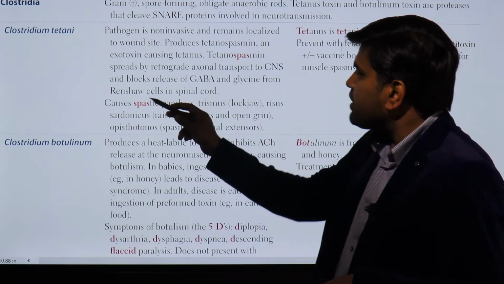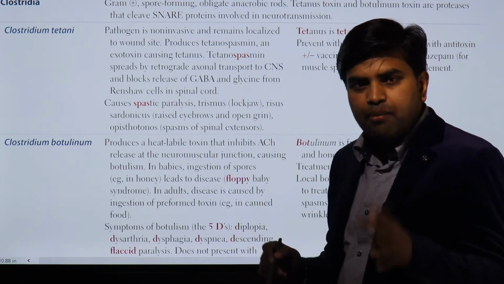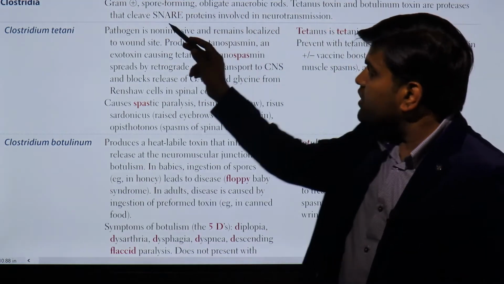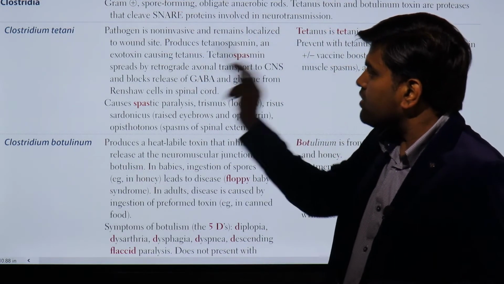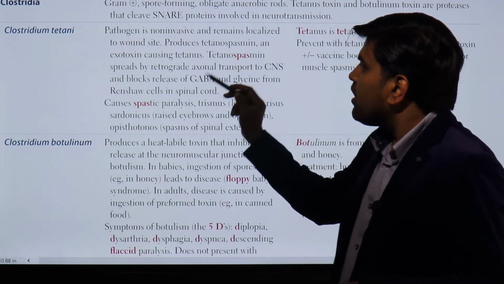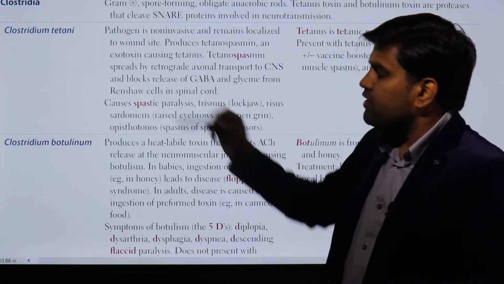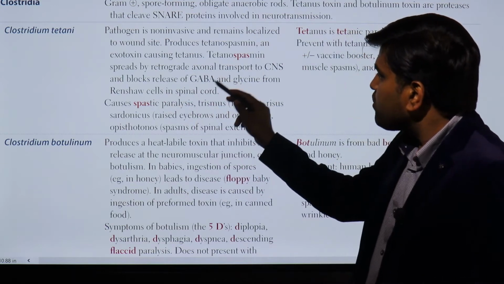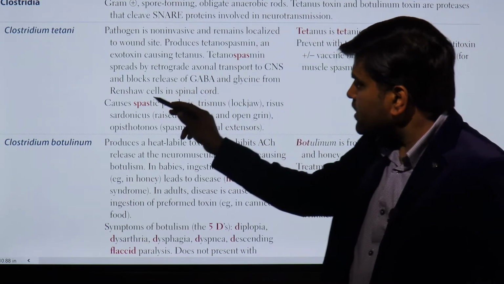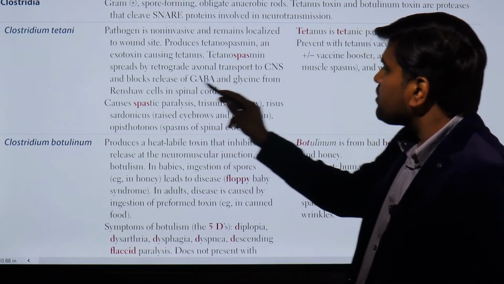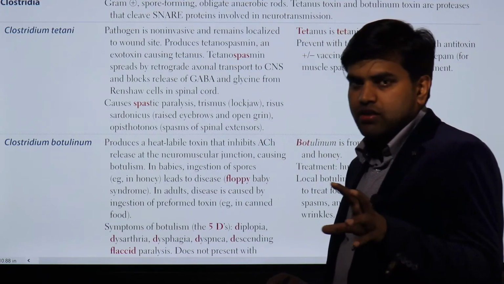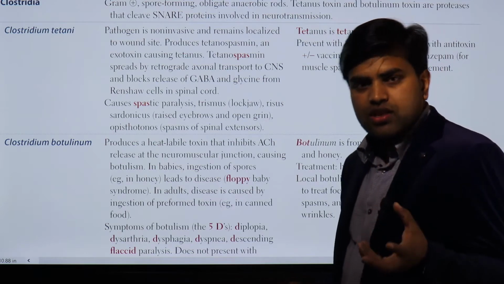Once it reaches the spinal cord, it will cleave and damage the Renshaw cell in the spinal cord, because we have already said that these toxins are proteases that cleave the SNARE protein. The SNARE protein in the spinal cord is in the Renshaw cell. And what is the function of the Renshaw cell? Its function is to release GABA and glycine. Since the Renshaw cell is not working, they block the release of GABA and glycine. So once you get tetanus infection, your Renshaw cell is damaged.